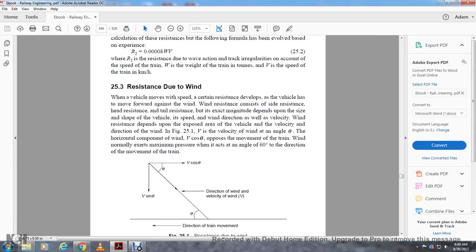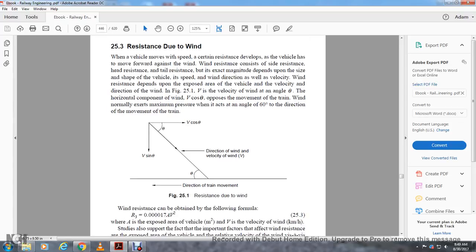Figure 25.1. V is the velocity of the wind, and theta is the angle. The horizontal component of the wind is the velocity of the wind times the cosine of the angle, opposite to the movement of the train. The normal exerts the maximum pressure at an actual angle of 60 degrees to the direction of movement of the train. This shows V sine and cosine of angle theta. The direction of the wind velocity is V, at angle theta to the direction of the train.